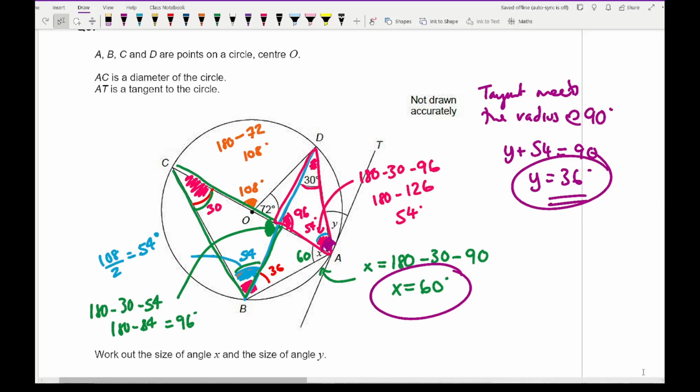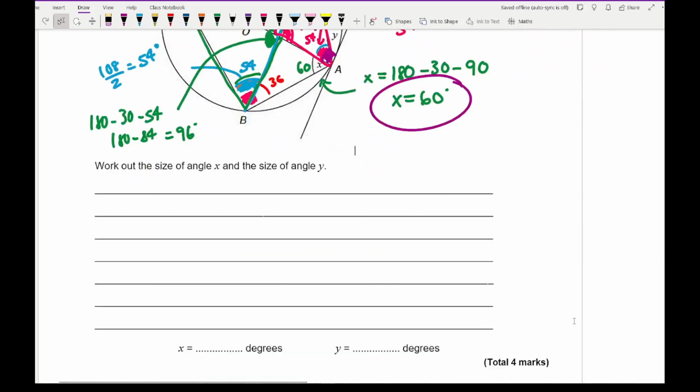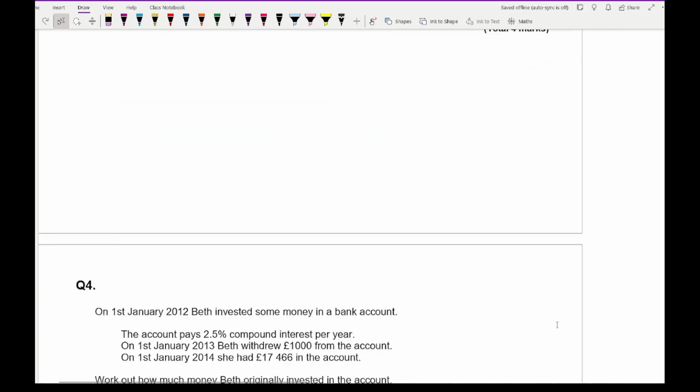Now you might have found a quicker way of doing it or an alternative way, but as long as you show sufficient working out on the diagram to get those values, you should get your 4 marks.